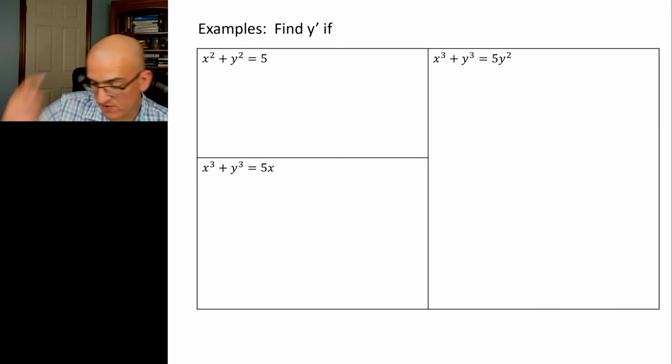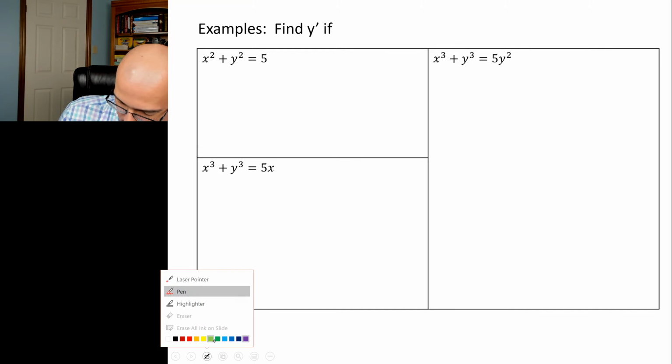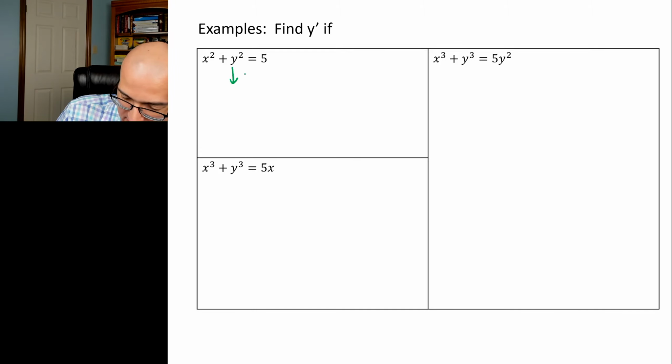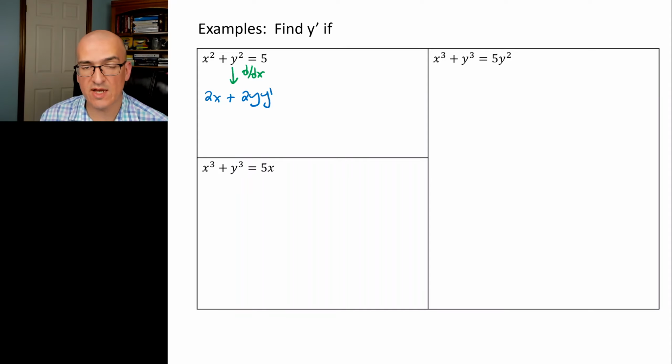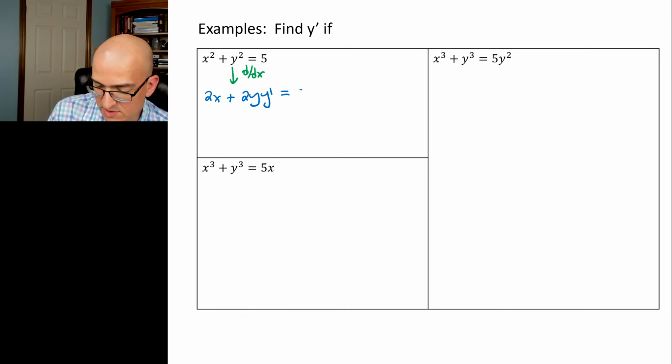In every case, y is a function, x is a variable. So when we take the derivative, which I'll again denote by d by dx, we get 2x plus 2y to the 1 times y prime. This is y to the power of 2. The 2 comes down. The new power on y is 1, multiplied by y prime, equals 0.